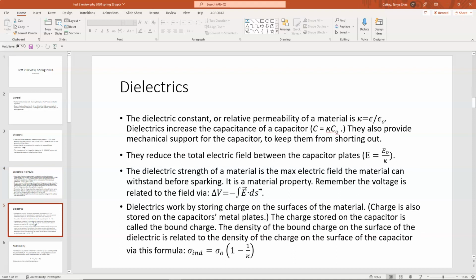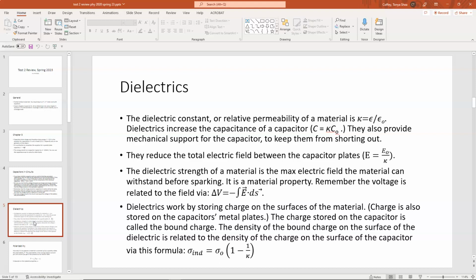Okay, dielectrics are insulating materials that are placed in between capacitor plates. The dielectric serves to provide physical support for the capacitor so that the plates don't short out, but it also has the nice side effect of increasing the charge stored and the capacitance of your capacitor. We quantify how much the capacitance increases by something called the dielectric constant, a dimensionless number that's generally greater than 1. It's usually abbreviated by the Greek letter kappa, and it's equal to the permittivity of the material, epsilon, divided by the permittivity of a vacuum, epsilon naught, the fundamental constant.